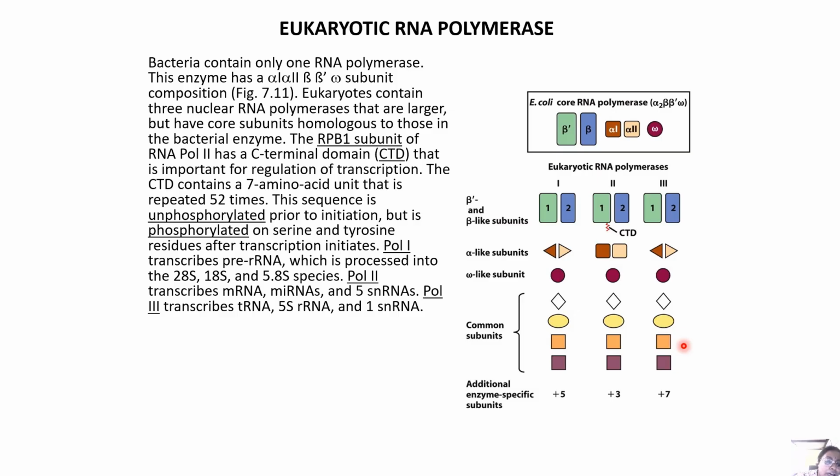Pol 1 transcribes pre-rRNA, which is processed into the 28S, 18S and 5.8S species. Pol 2 transcribes mRNA, miRNAs and 5 snRNAs. Pol 3 transcribes tRNA, 5S rRNA and 1 snRNA.